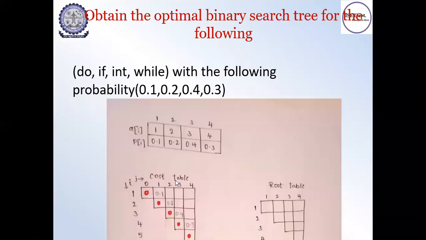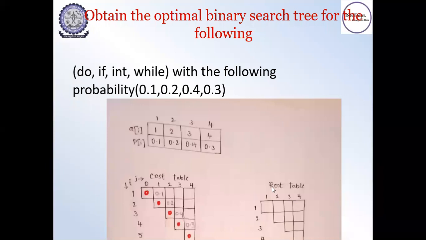Correct? So what you should remember, I need to write a cost table. This is called the cost table. Each and every row indicates the ith value, and each column indicates the jth value, I and j. All the rows should start with 1 till 5, but the columns should start with 0 to 4. Is it clear?